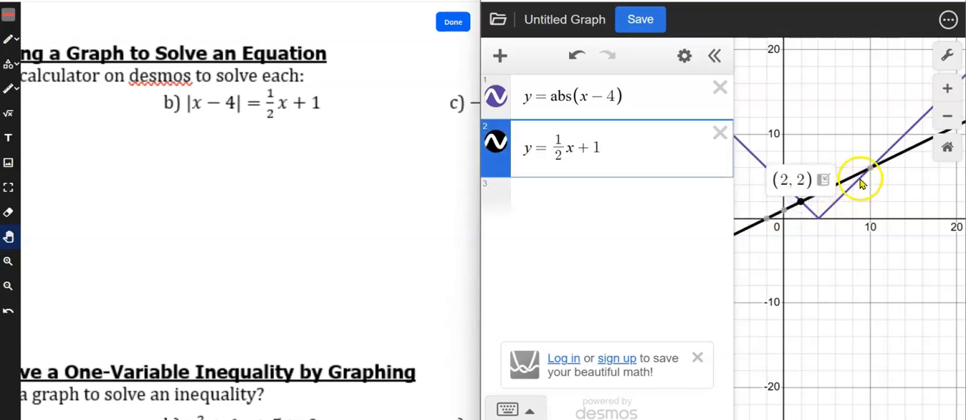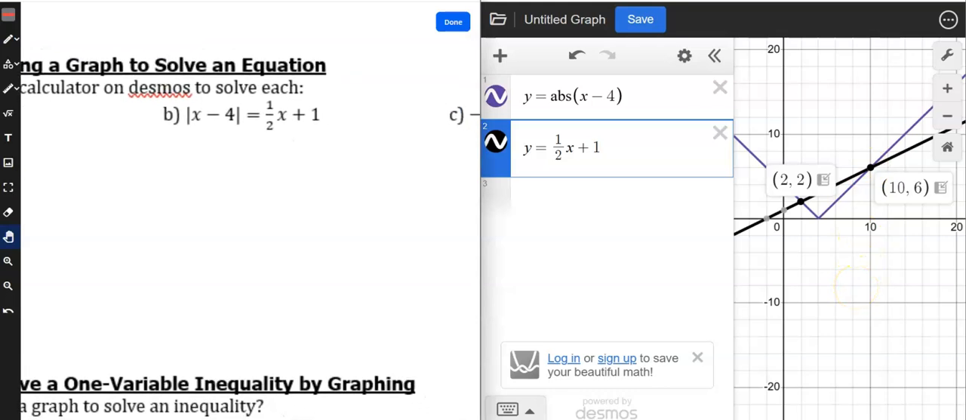But where do they cross? They cross at 2 spots: x equals 2 and x equals 10. Right? You can see that right there. The x value here is 2 and the x value here is 10. So the graph is showing me two solutions to the picture.